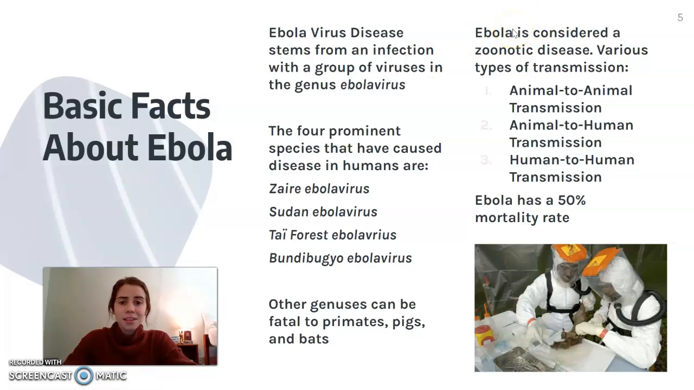Ebola is considered to be a zoonotic disease, as is characteristic of the Filoviridae family. Various types of transmission may include animal-to-animal transmission, animal-to-human transmission, and human-to-human transmission. Ebola is very potent and has a 50% mortality rate.